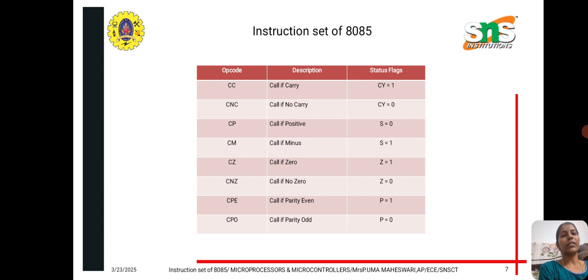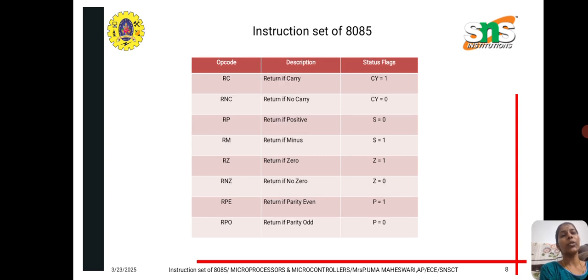Here are the opcodes, descriptions and status flags. CC is call if there is a carry, CY is equal to 1. CNC is call if there is no carry, CY is equal to 0. CP is call if positive, S is equal to 0. CM is call if it is minus. CZ is call if it is 0, and CNZ if it is not 0. CPE is call if there is an even parity, P is equal to 1. For odd parity, P is equal to 0.